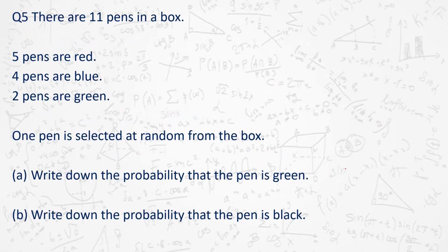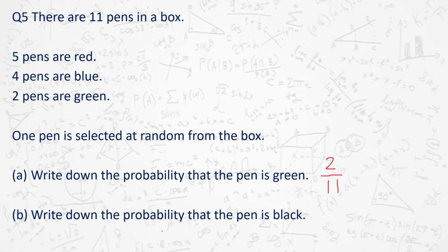Next question. Question 5. There are 11 pens in a box. 5 pens are red, 4 pens are blue, 2 pens are green. 1 pen is selected at random from the box. Write down the probability that the pen is green. So we have a total of 11 pens. The number of green pens is 2. Therefore, the probability the pen is green will be 2/11.